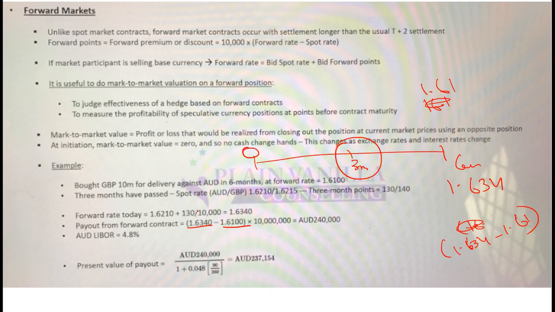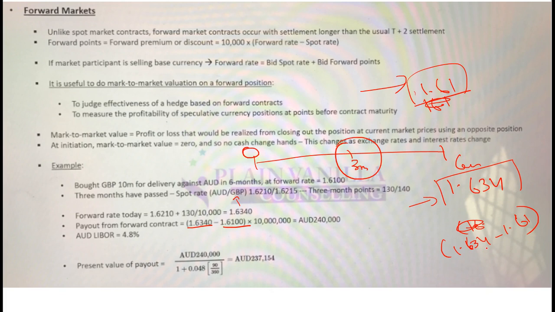So previously you could sell GBP or you could buy AUD. Previously you could give 1 GBP for getting 1.61 AUD. Now you can give 1 GBP for getting 1.634 AUD. That means you are getting more AUDs. Previously you were getting less, but now you are getting more. So this is a benefit to you. So this difference would be a gain to you.